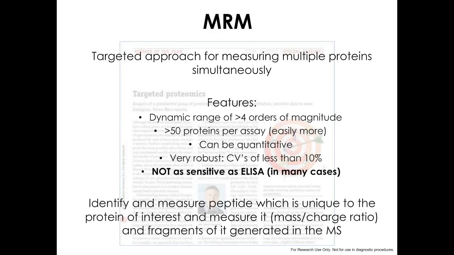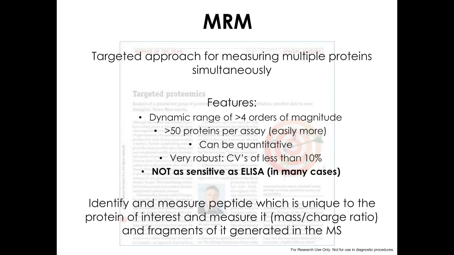You can multiplex it very easily, and so we routinely measure over 50 proteins per assay. It can be quantitative. By incorporating peptides of known amount into the assay, you can measure the fragment ions from those peptides and compare them with the fragment ions of the peptide of interest. The trick, of course, is to incorporate peptides that are the same as the peptide of interest, except that they are isotopically labeled. They may have 15N nitrogen or 13C carbon incorporated into them rather than the natural isotope.